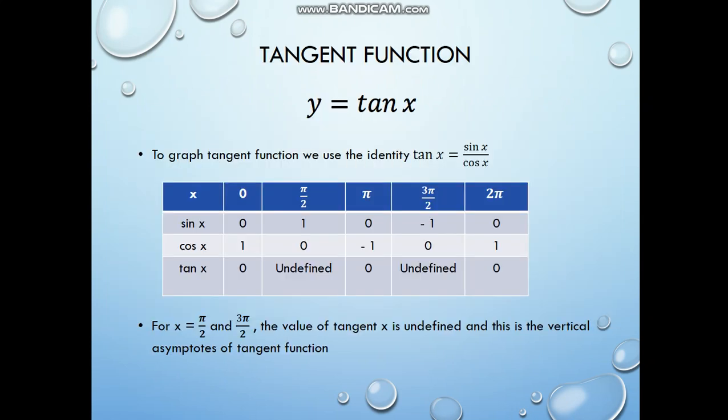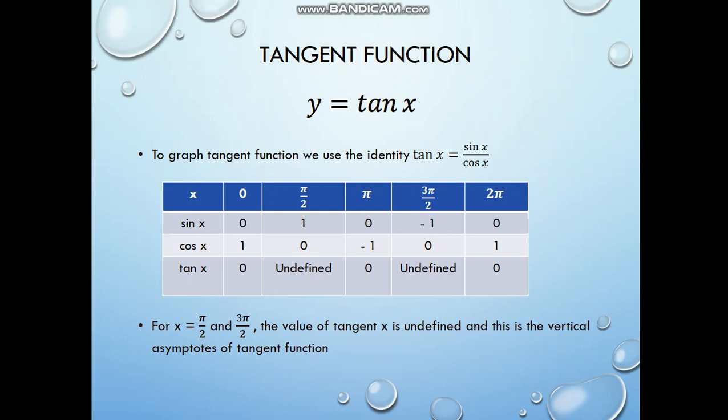Suppose we have a simple tangent function y equal tangent x. To graph the tangent function, we use the identity tangent x equals sine x over cosine x. Okay, using the key points that we used when we drew the graph of sine and cosine, we get the value of tangent x as shown in the table below.